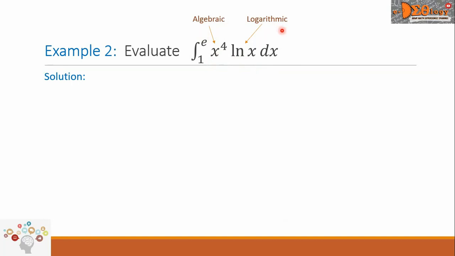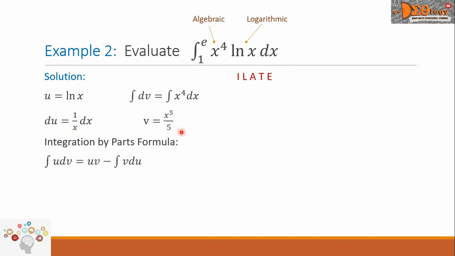With respect to our order of priority, the ILATE, the letter L comes first, then A of algebraic. So we use u as that ln x. So dv is equal to x raised to 4 dx. The du is equal to 1 over x dx. While we take the integral of the dv, we have now v equals x raised to 5 over 5.